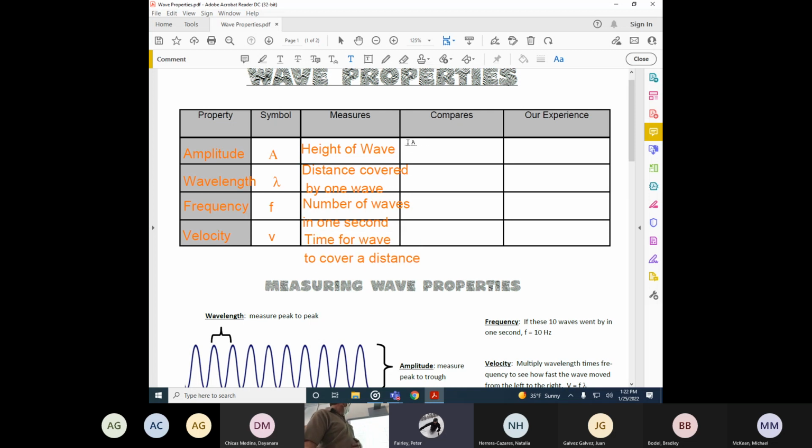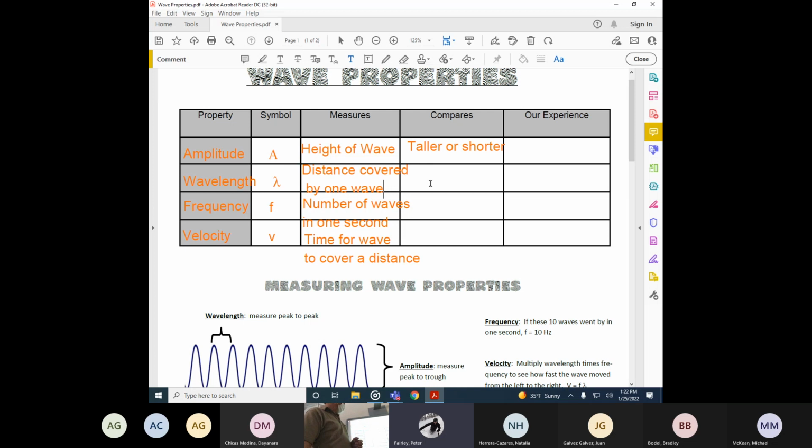So where this says compares, what we want to do is fill in some phrases that describe different aspects of the property. So for height of a wave, I might say it's taller or shorter. Does that make sense? For amplitude, I could say a taller amplitude or a shorter amplitude. But that means I want to avoid using taller or shorter for any other comparison, huh? So that we can have a common language here.